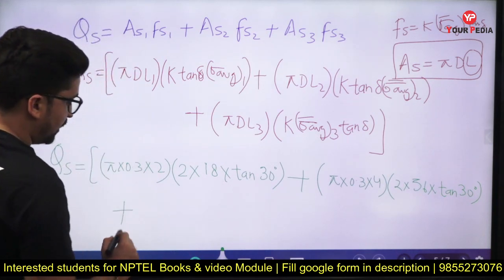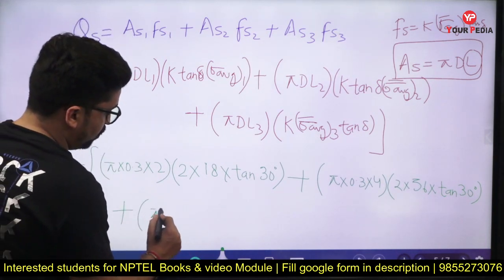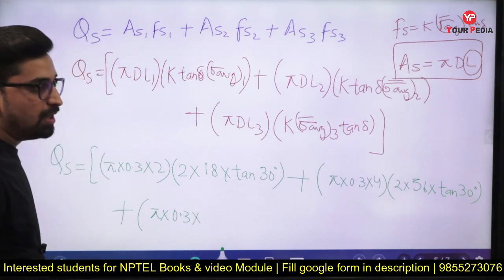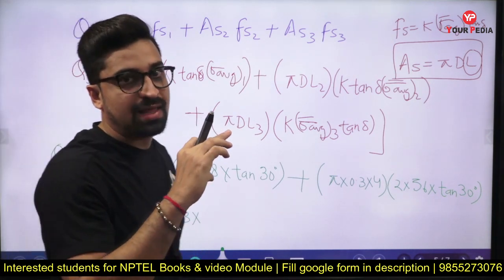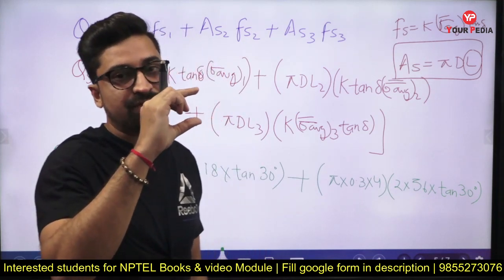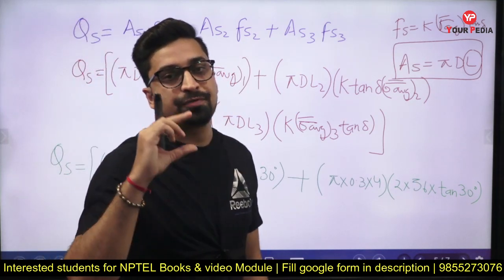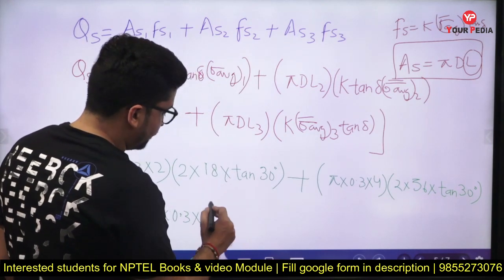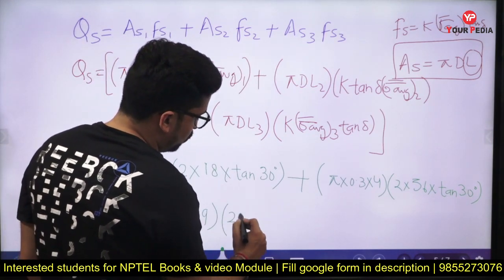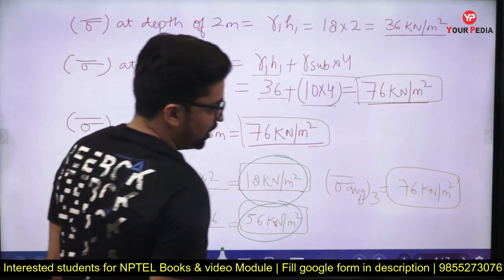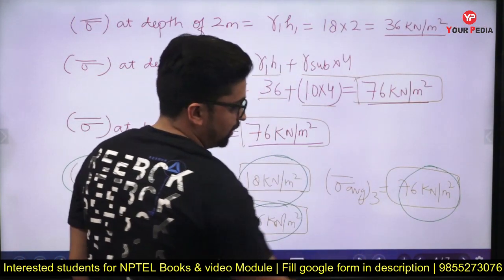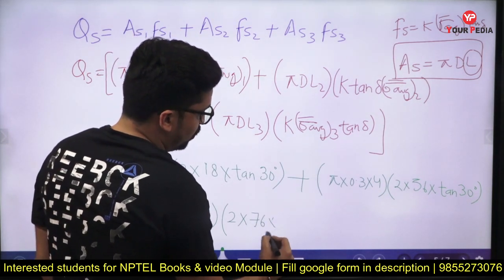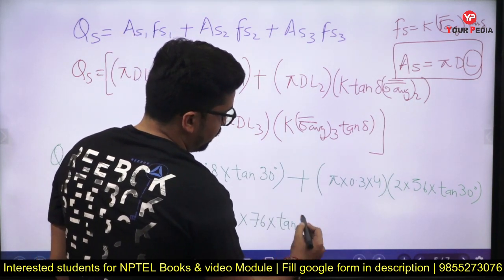Now let us come back to our region 3. So this will be equal to pi into 0.3 into length of the region 3. 15 was the total length, and 2 meter was region 1, 4 meter was region 2. So 15 minus 6 will be equal to 9 meters. So 9 meter will be the length of the region 3, into K is 2, and sigma bar average 3 was 76 kilonewton per meter square.